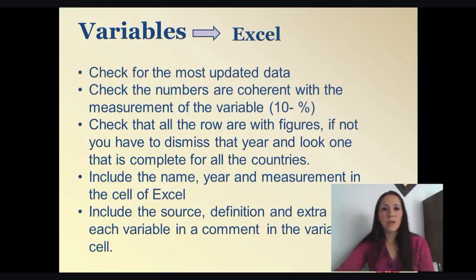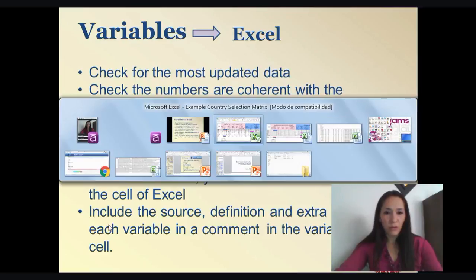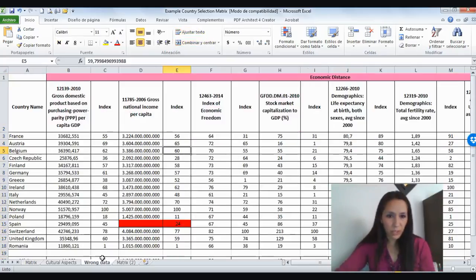Okay, so what is important here when you have the data? First, you have to check for the most updated data. Also, you have to check that the numbers are coherent. Why? I'm going to show an example of information that is not correct.